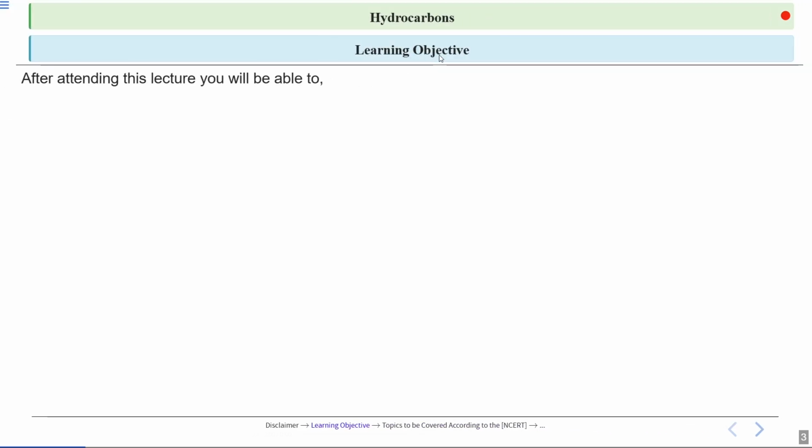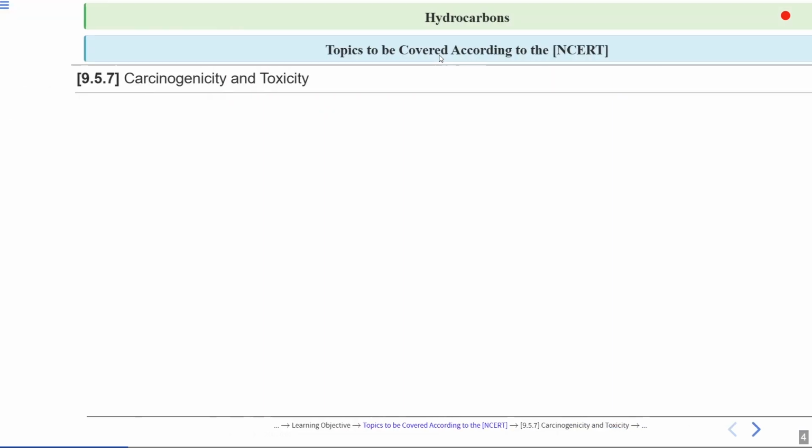Now after attending this lecture, you will be able to learn about carcinogenicity and toxicity. Carcinogenicity means the ability of a substance to cause cancer, while toxicity refers to how harmful a substance is to living things. We will discuss how certain hydrocarbons can be dangerous, why that is, and what real life examples you might encounter. This is important for understanding both science and the safety aspects of your hydrocarbons.